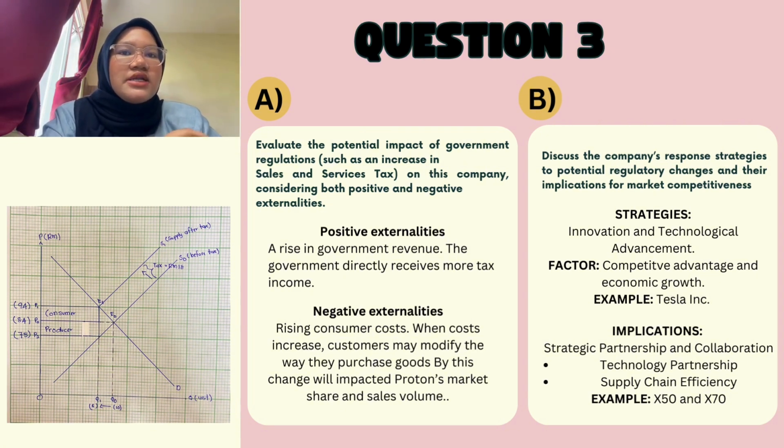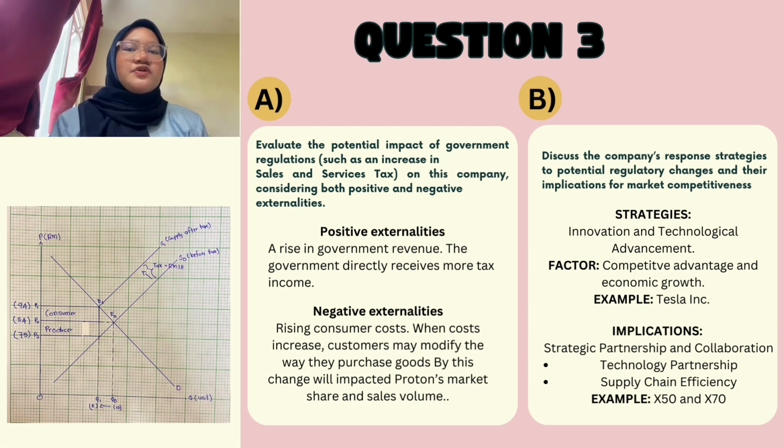This might deliver new technology, improving existing products or finding alternative materials that meet regulatory criteria. The importance of innovation and technological advancement is competitive advantage. Organizations that innovate and can differentiate themselves from competitors attract customers and capture market share. For example, Tesla. They are leading the automotive industry with innovation in electric vehicles, autonomous driving technology and renewable energy solutions. For implication, innovation and technological advancement have significant implications for Proton, a company involved in the automotive industry.